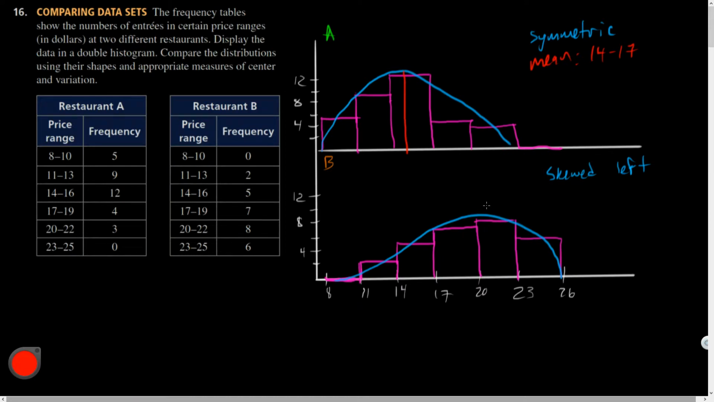And I would use the median to describe the distribution of a skewed graph. So I would use median, which is, I don't know, it's probably in the 20 to 23 family. Guessing. All right, these are just rough estimates.